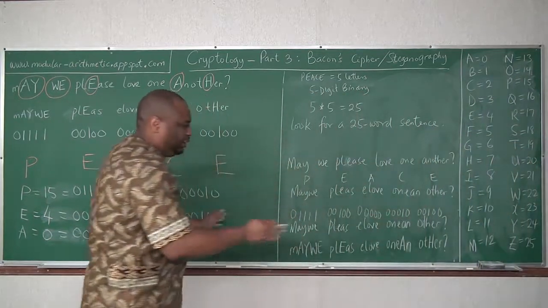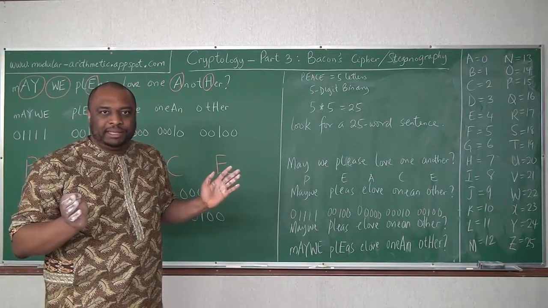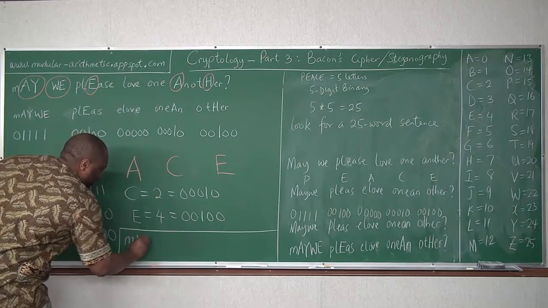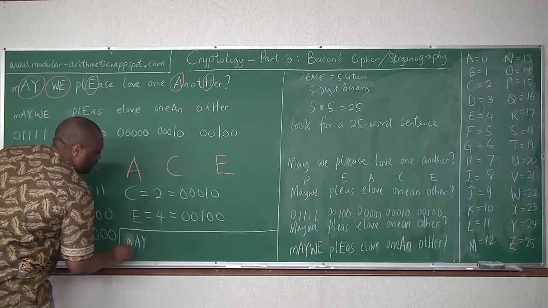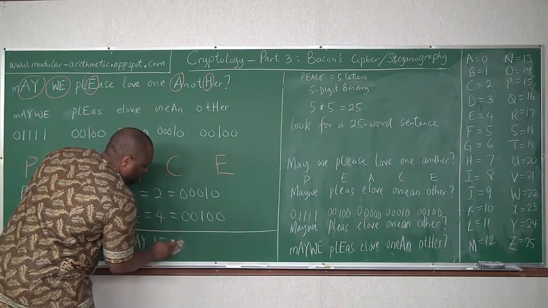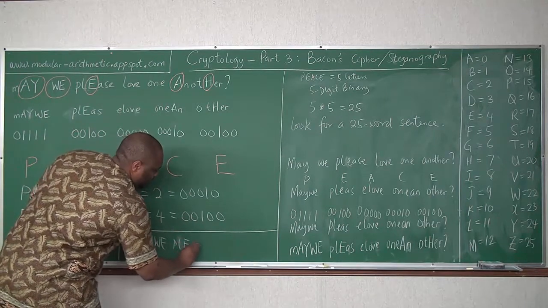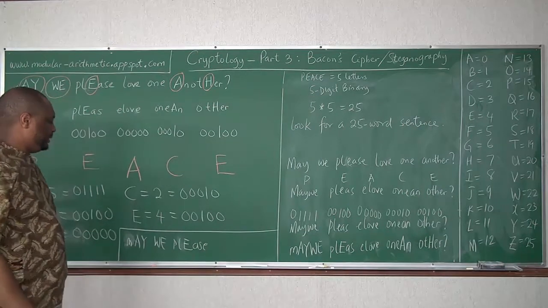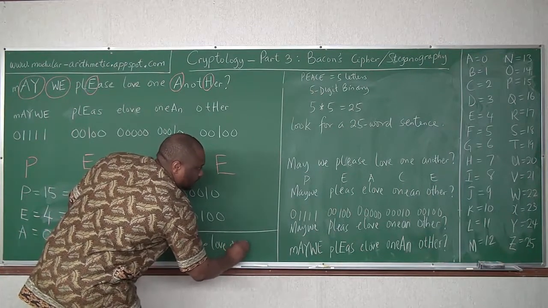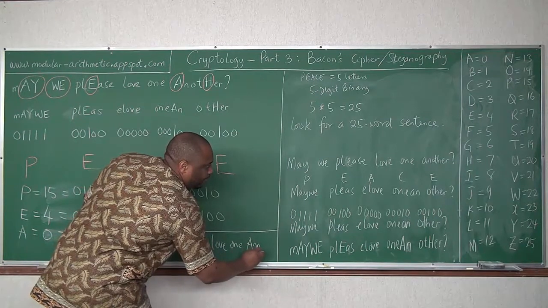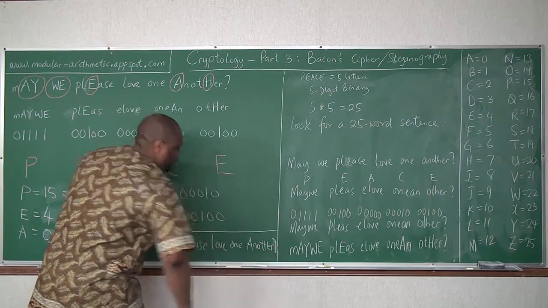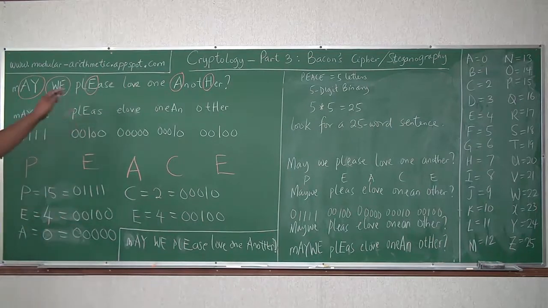So now you don't want to leave it like this. You want to at least make it have meaning. So we just write it now. May, M is lowercase. May we please, L is lowercase, then E uppercase, A, S, E. May we please love one another, and that is how we get to this.